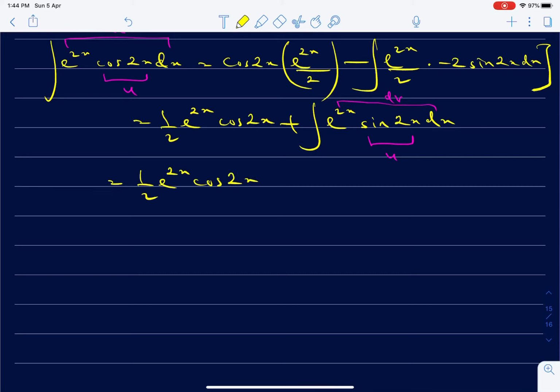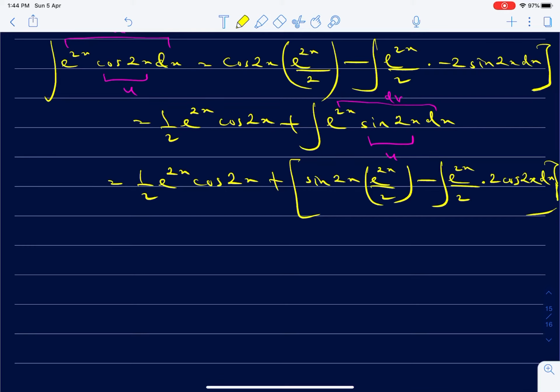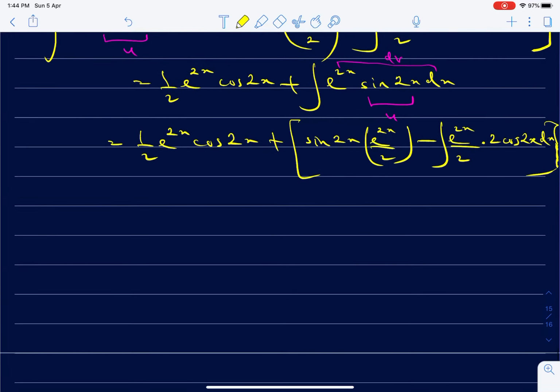and then we have 1 over 2 e raised to the power 2x cos 2x plus sine 2x multiplied by e raised to the power 2x over 2, minus the integral of v, which is e raised to the power 2x over 2 du, which is 2 cos 2x dx, and then the bracket. And we go to the next line.